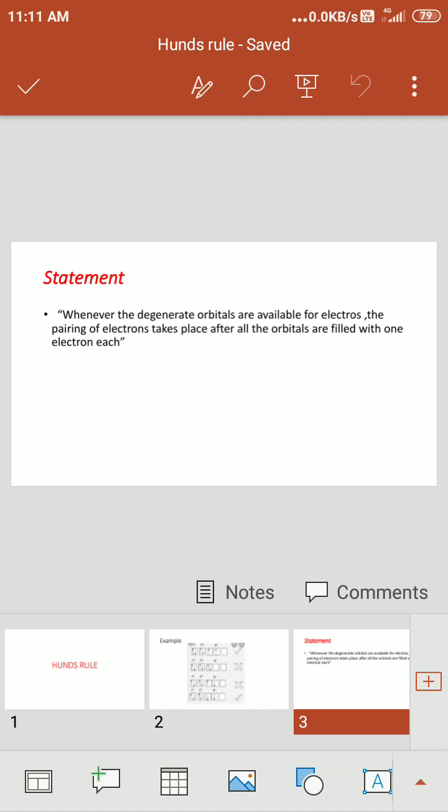So whenever the degenerate orbitals are available for electrons, the pairing of electrons takes place only after all the orbitals are filled with one electron each.